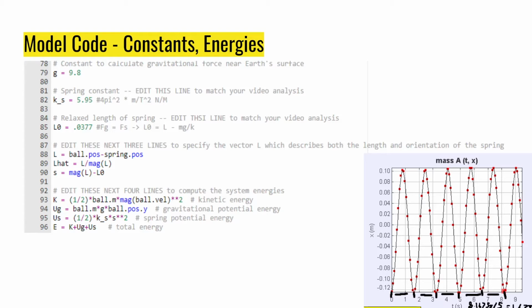And now we have the energies. Kinetic energy is equal to 1/2 times the mass of the ball times the magnitude of the velocity squared. Gravitational potential energy is equal to the mass of the ball times g times the y position. Spring potential energy is equal to 1/2 times ks times s squared. And the total energy is the sum of all its components.